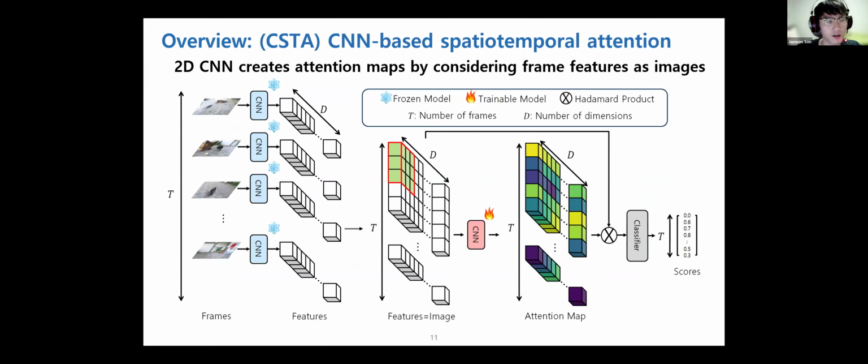This is the overview of our model CSTA, CNN-based spatial temporal attention. 2D CNN creates attention maps by considering frame features as images. We input stacked features into CNN models. During training, CNN models learn to focus on key locations for summarization. Based on the outputs from CNN, we can create spatial temporal attention maps. After merging attention maps with input features, we input them into the classifier to predict scores.